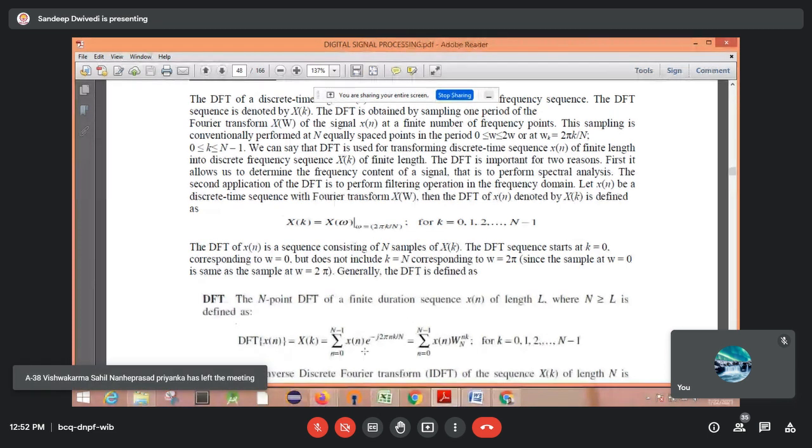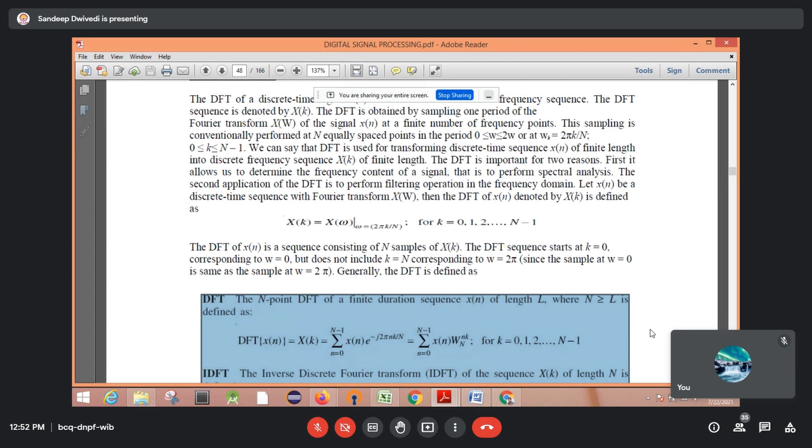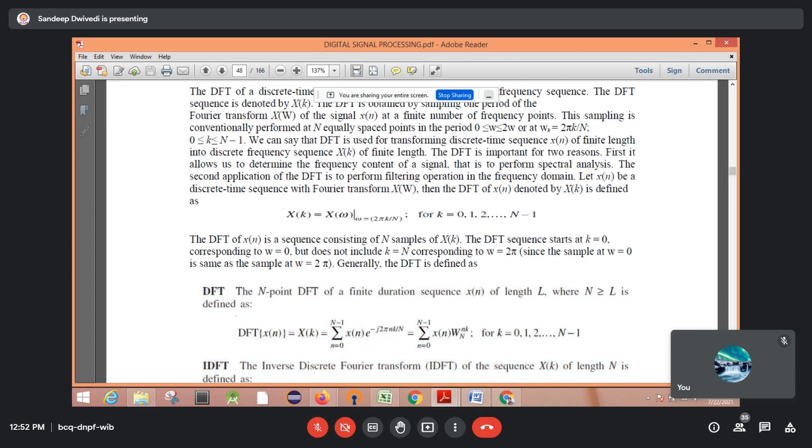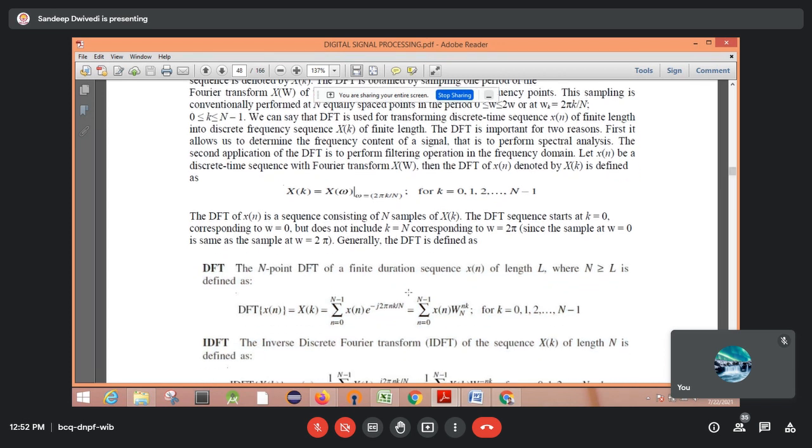So this is the formula, and you can write it in a matrix form also. To write it in a matrix form, there is the Twiddle factor, that is W equals e raised to power minus j 2 pi divided by capital N. That is nothing but the Twiddle factor. So in a matrix form, you can write this formula like this.